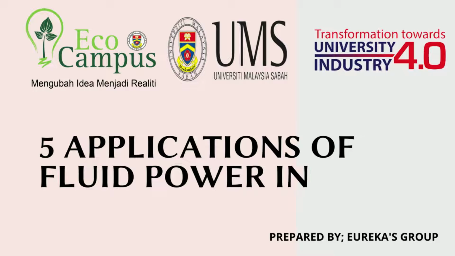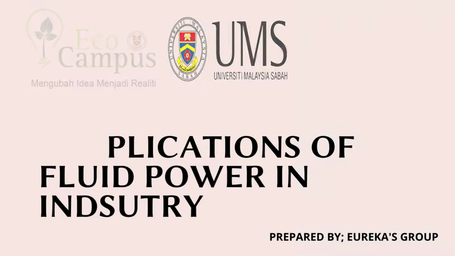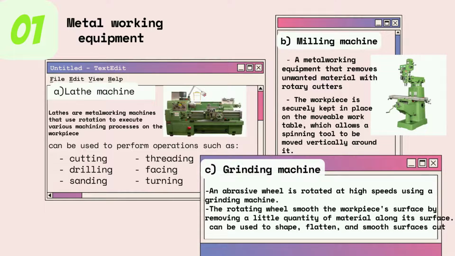Application of fluid power in industry. First application is metal working equipment. A is lathe machine. Lathes are metalworking machines that use rotation to execute various machining processes on the workpiece. It can be used to perform operations such as cutting, drilling, sanding, threading, facing, and turning.